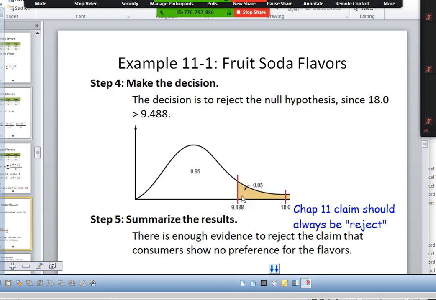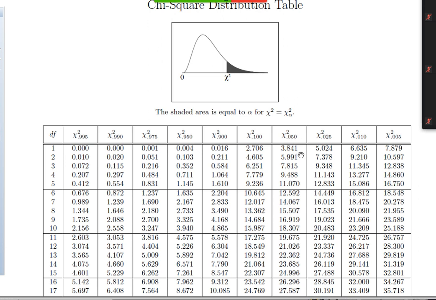Critical value is exactly whatever this amount here is, alpha. In this case it's 5%, so you find the critical value based upon that. It'll change a little bit depending on what your degrees of freedom is, right? These are all alphas of 5%.